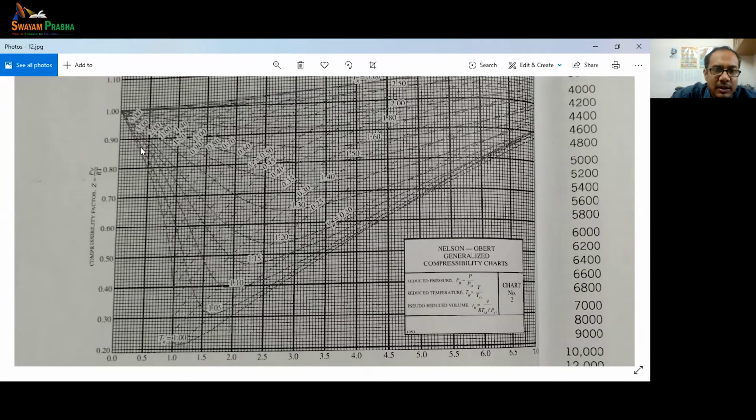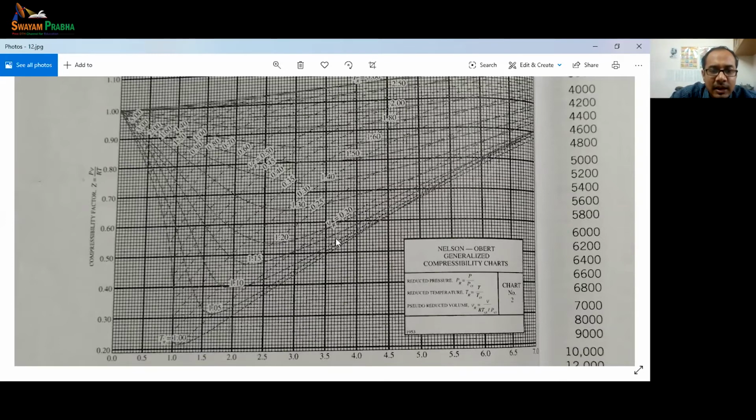One is these bent lines, which come like this and go that way. These are for different TR. You can see here TR equal to 1, right? TR is the reduced temperature. How we reduce it, we'll see in a while. So for different TR, we are drawing these lines: TR equal to 1, TR equal to 1.05, this one is 1.2, and so on.